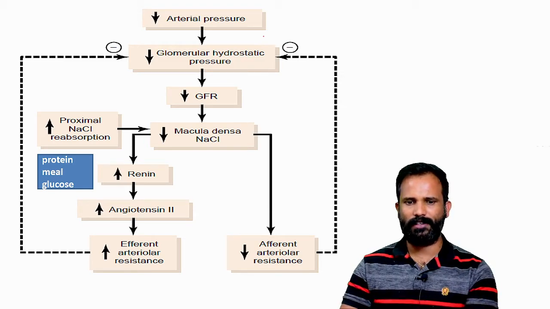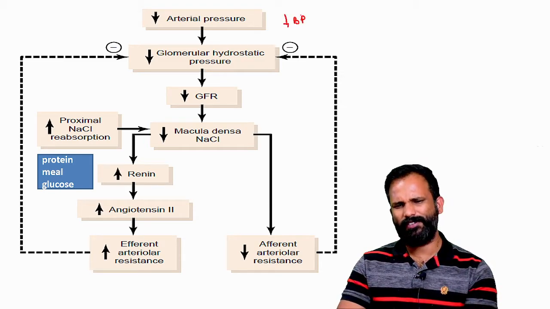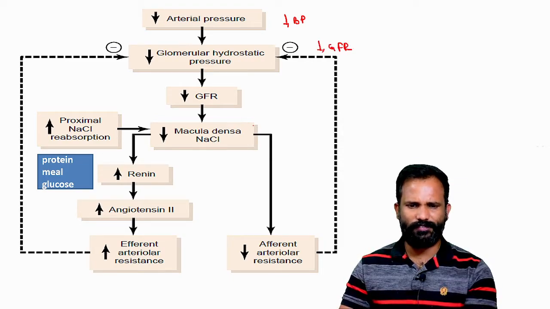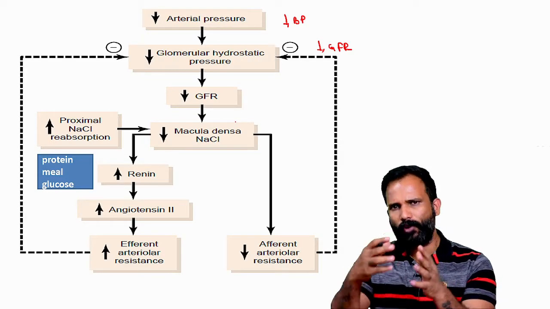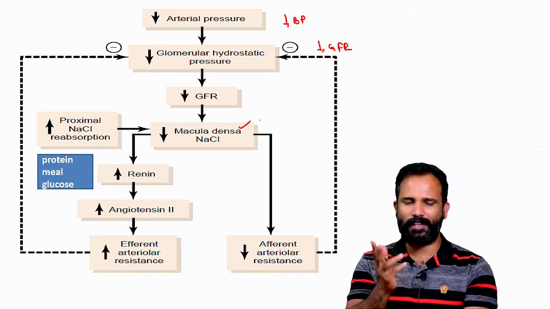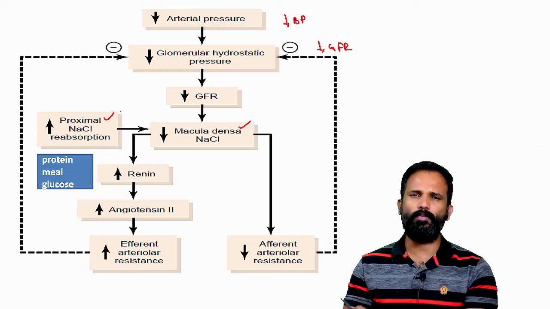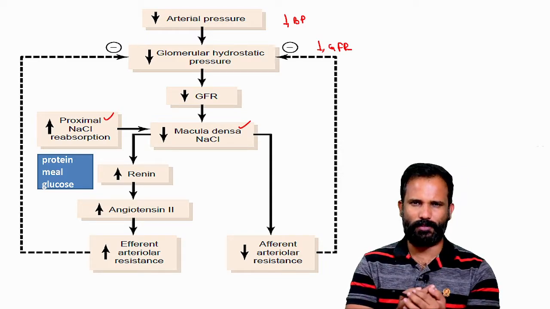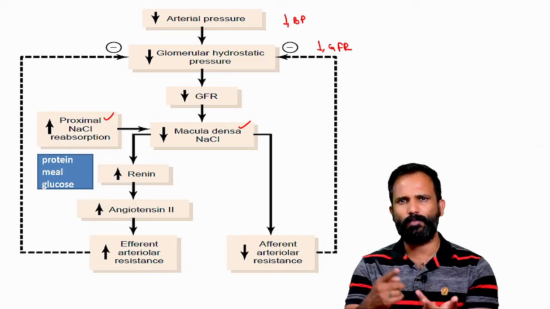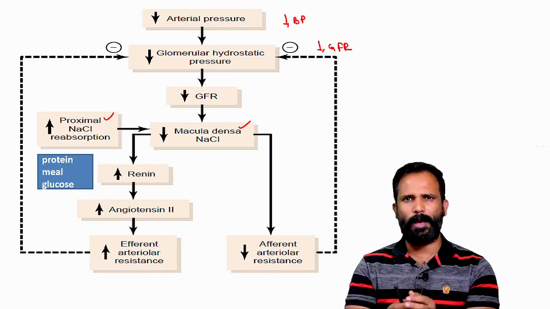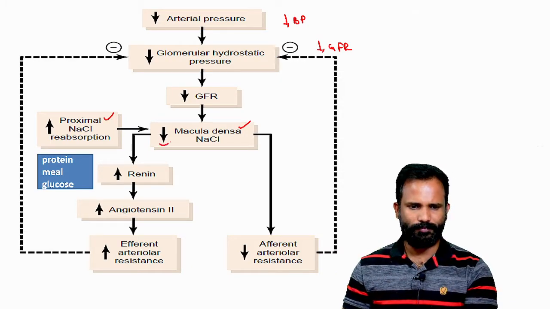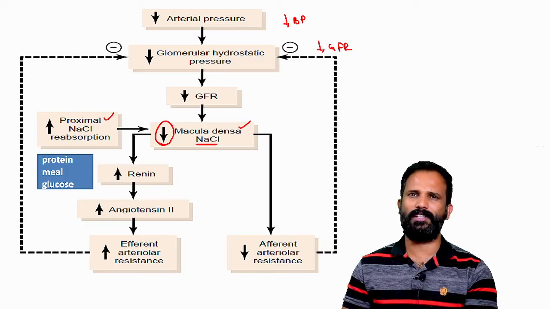So let us think that the BP is decreased. Whenever the BP is decreased, we know that GFR is decreased. Whenever the GFR is decreased, the flow of sodium chloride to the macula densa is also reduced. That can occur in another way also. Whenever there is more proximal sodium chloride reabsorption, and if the glucose or protein is more, then sodium-glucose and sodium-amino acid transport will be more in the PCT. So that leads to decreased sodium chloride at the macula densa.